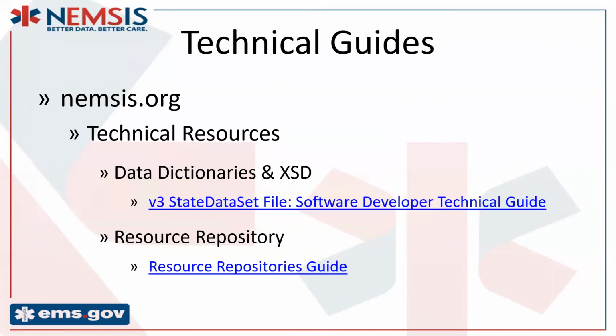So there are two technical resources. I'm going to take you back to these links at the end of the presentation today as well, but wanted to make you aware of them up front. In the nemsis.org website, under the Technical Resources menu, if you go to the Data Dictionaries and XSD page, you'll find a link that is titled State Dataset File Software Developer Technical Guide. So that's a useful link for you as software developers. That's also useful for developers of state-level systems as well.